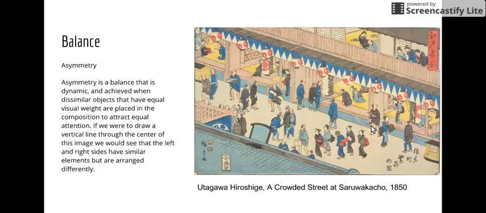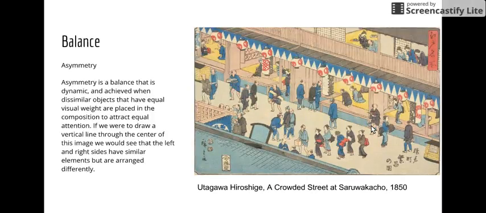Asymmetry is a balance that is dynamic and achieved when dissimilar objects that have equal visual weight are placed in the composition to attract equal attention. Asymmetry is, I think, a lot more interesting and perhaps more difficult to assess. And of course, it's difficult to find symmetry in modern and contemporary art.